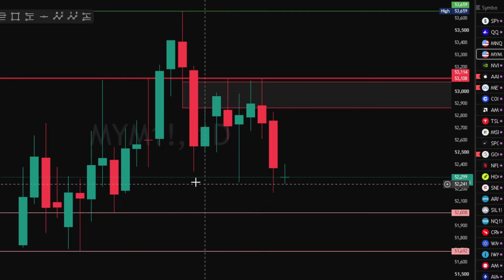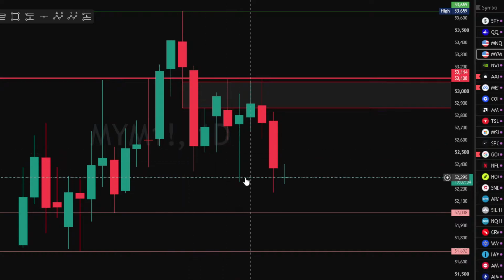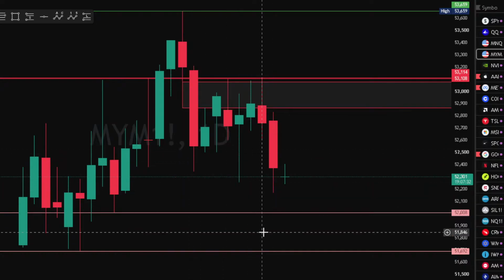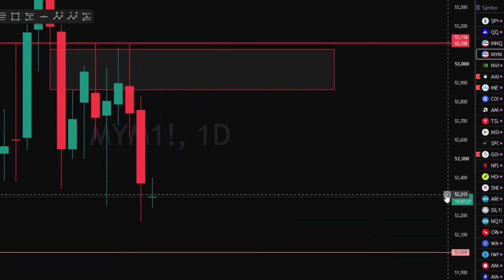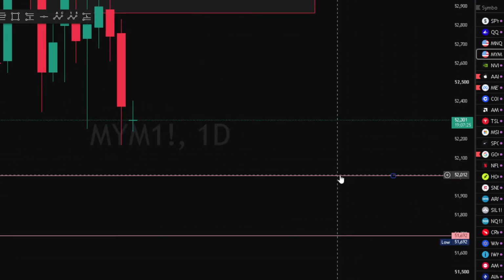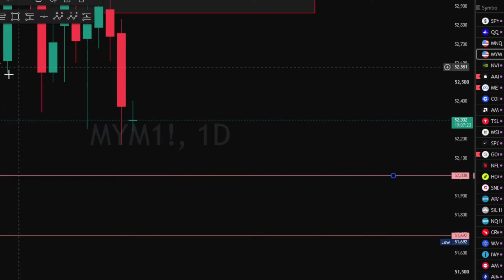Looking for us to not only retest it, but continue to go lower. If we close below that, our next target will be 52,008. So that will be the next target.